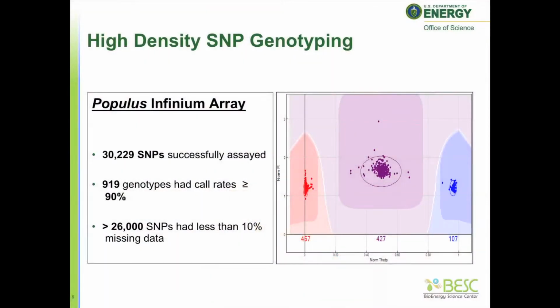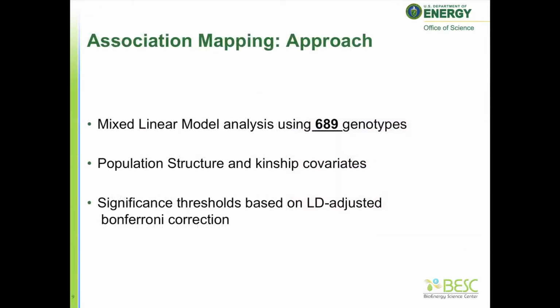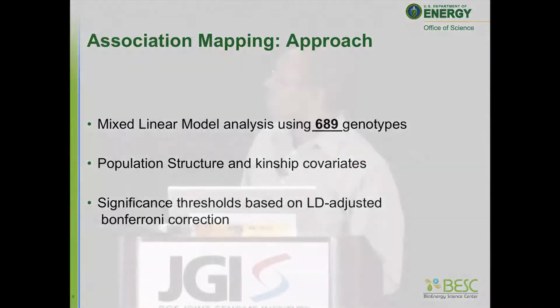And just on the right side is an illustration of the visualization of this SNP assay, where on extreme ends, the red and blue represent the alternate homozygotes, and whatever is in the middle, those are the heterozygous genotypes. So then we go to the association mapping part of it, really straightforward. We used mixed linear models, and of these, we had 689 genotypes that we had really good phenotypic data, glucose release and xylose release. And then beyond that, we do population structure and kinship analysis to exclude some of the false positives. And then in terms of describing the significance of association, we used an LD-adjusted Bonferroni correction, which is pretty much standard.